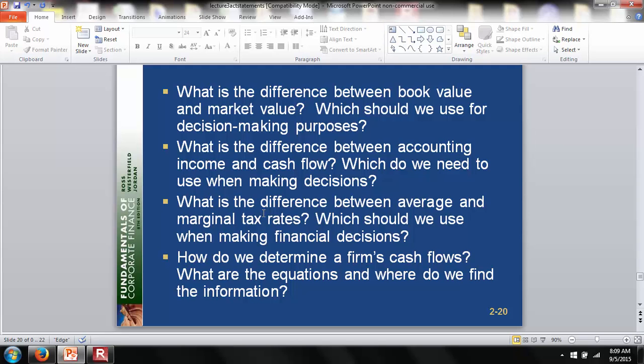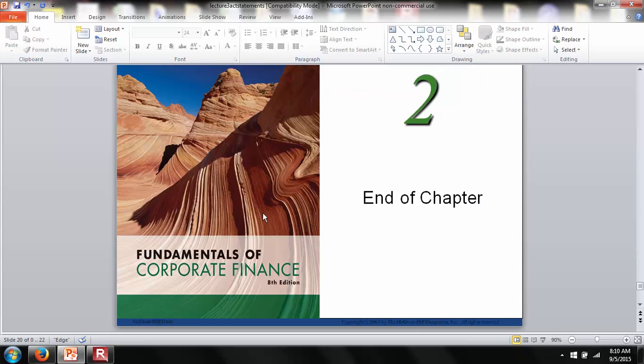How do we determine the firm's cash flows? What are the equations, and where do you find the information? So we talked about finding out the cash flows is given by the operating cash flow minus the net capital spending minus the changes in working capital. We also talked about how we can find out each one of these items. The operating cash flow, how we figure that out. How do we figure out the net capital spending? And how can we figure out the changes in the net working capital?